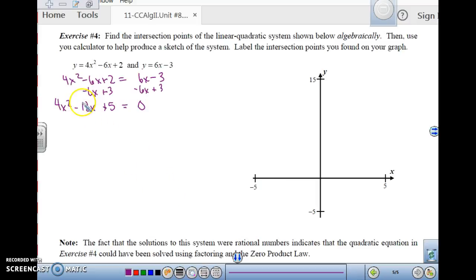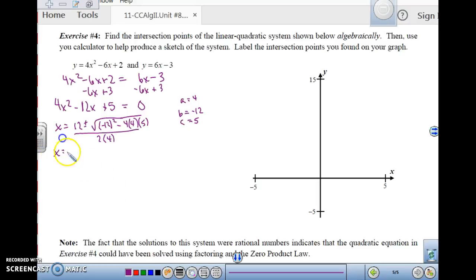Okay, now we can factor this, or we can use the quadratic formula. I don't know if this factors or not, so I'm going to use the quadratic formula. x equals, all right, I need my a, b, and c. a is going to be 4, b is negative 12, c is 5. So negative b, b is negative 12, so negative b would be 12, plus or minus b squared, negative 12 squared, minus 4 times a, which is 4, times c, which is 5, all over 2 times 4.